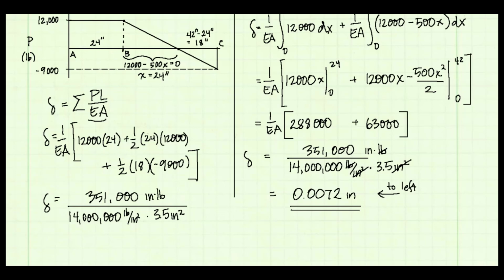The first term is the rectangle, that's the 288,000. And then the two triangles, one positive, one negative, those two areas sum to 63,000. So we're doing the same thing. When we integrate, we're just taking the area under the internal force diagram. So it's the same. And we get the same net deflection in the bar.